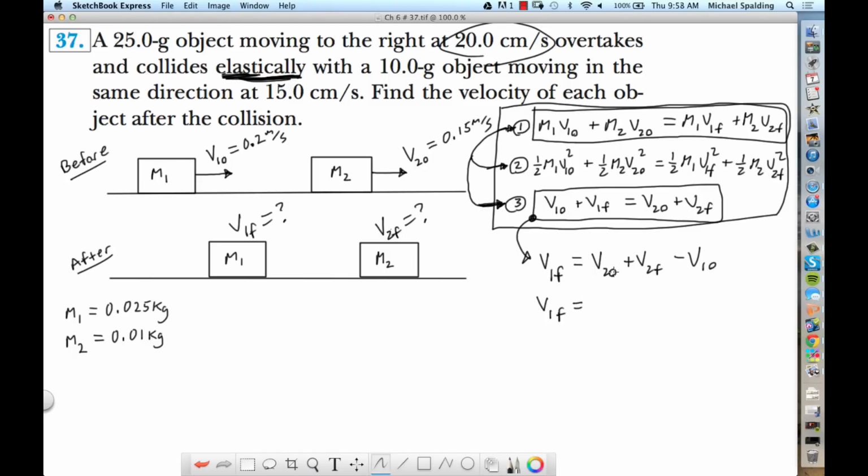So rearranging that one more time, that's going to be V2 initial minus V1 initial plus V2 final. Now, we have V2 initial and V1 initial. V2 initial is 0.15. V1 initial is 0.2. So what's V2 initial minus V1 initial? That comes out as negative 0.05. So this equation here is V2 final minus 0.05. And I'm going to leave units off, guys, because otherwise it gets really messy.